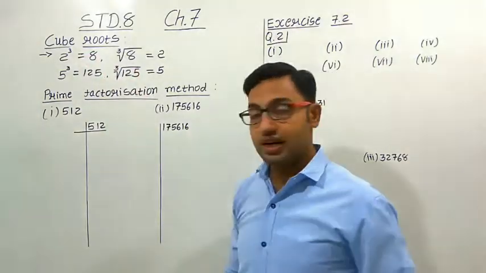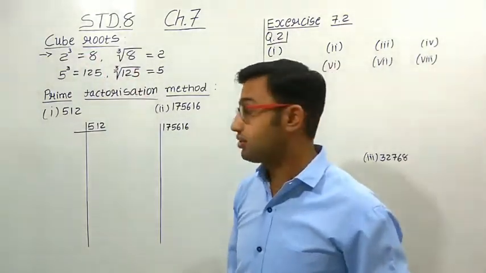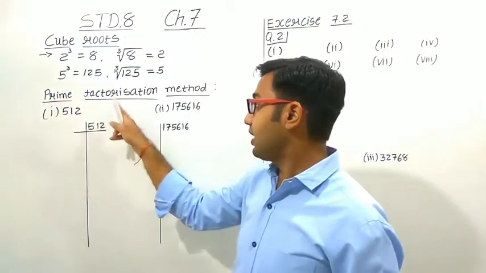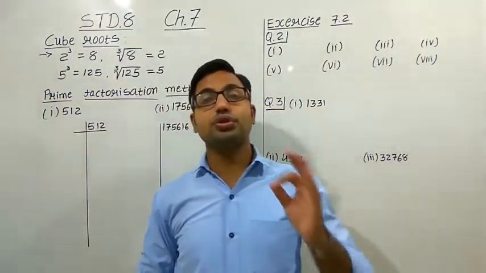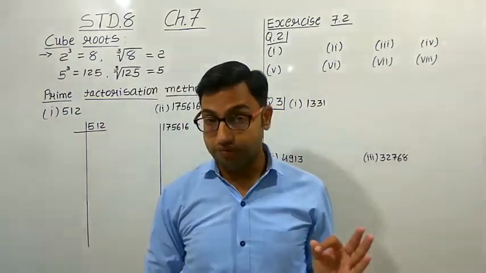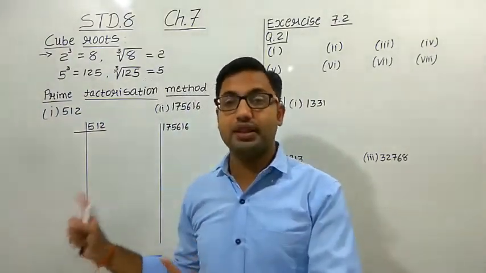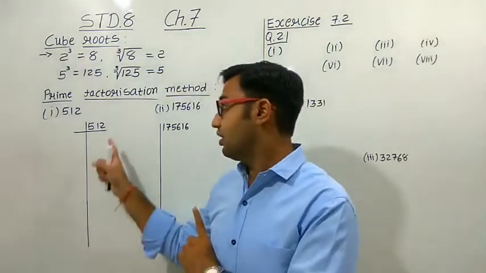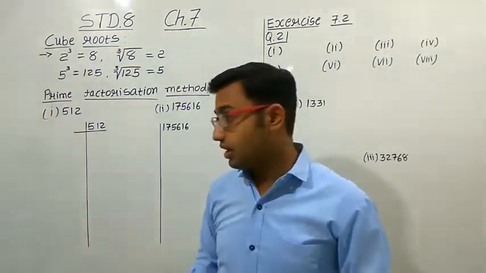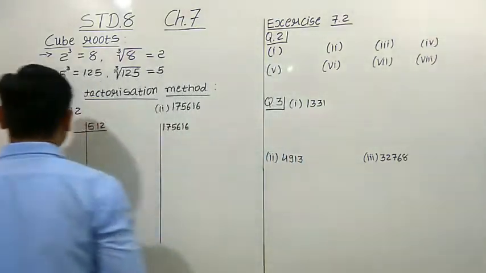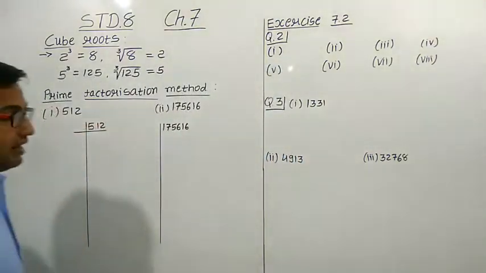Now let us understand the methods to find cube roots. The first method is the prime factorization method. We also use prime factorization to find the square root. In the same way, here we have to find the prime factors of whatever number we are given. Let us take one example, that is 512.